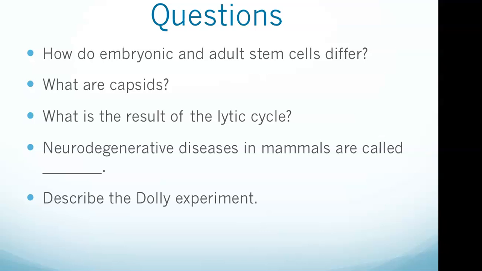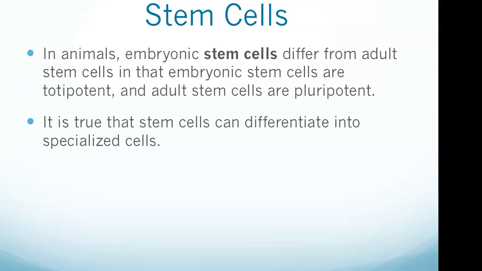Result of the Lytic cycle. Neurodegenerative diseases in mammals are called what? And describe the Dolly experiment. Okay, so let's go ahead and get started.